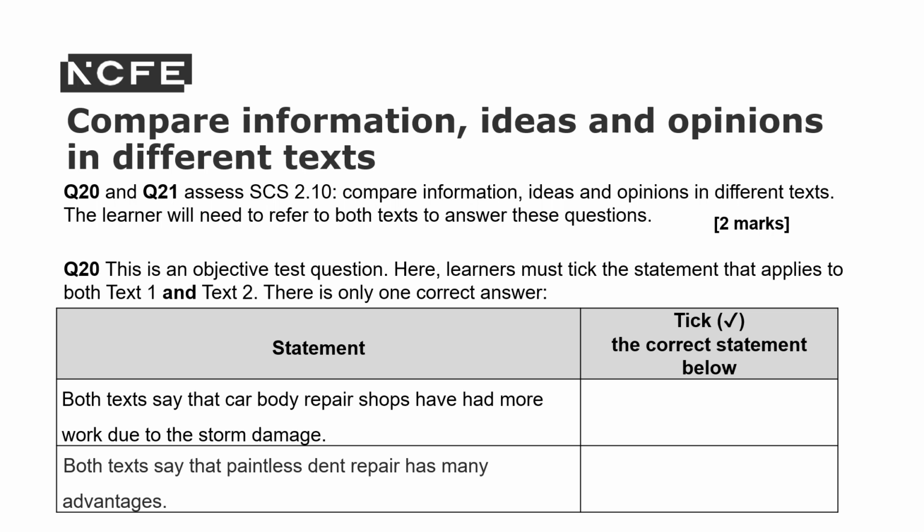There are changes to the comparison question, so now it's not a longer written response. The learner would need to refer to both texts and then answer the question. As you can see in the example on question 20, this is an objective test question and the learner must tick the statement that applies. So the first one is correct and you would put a tick.